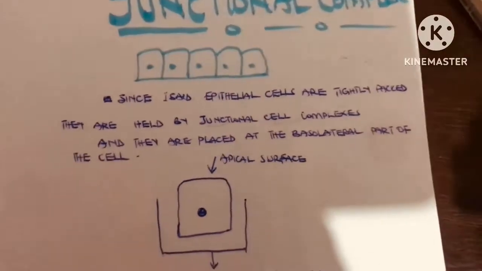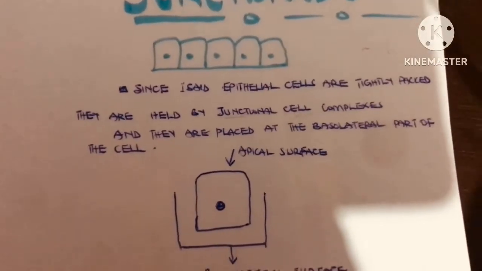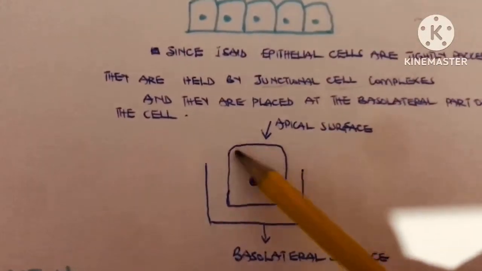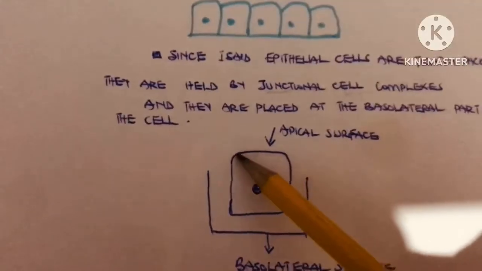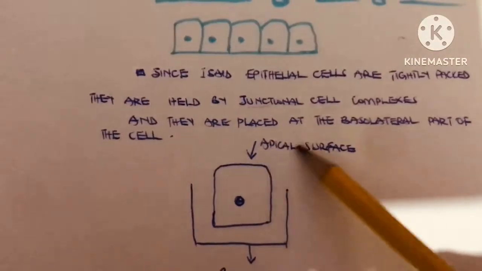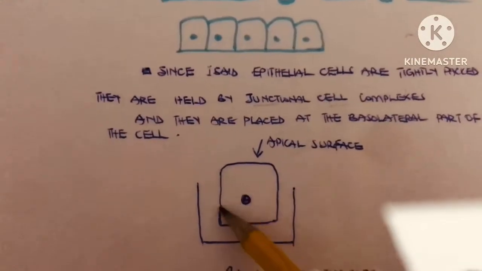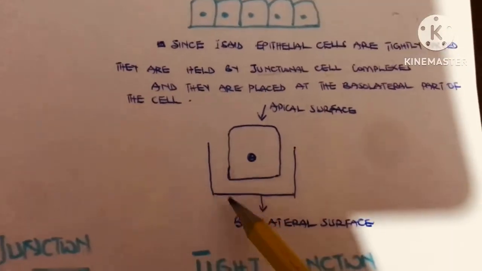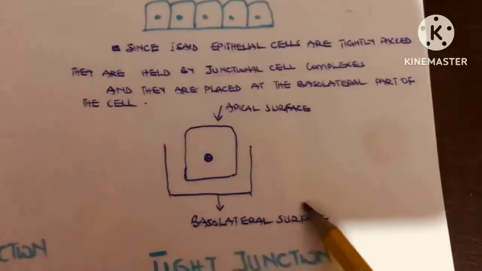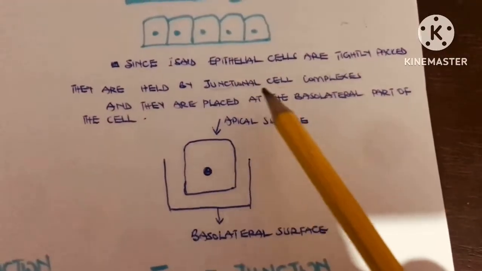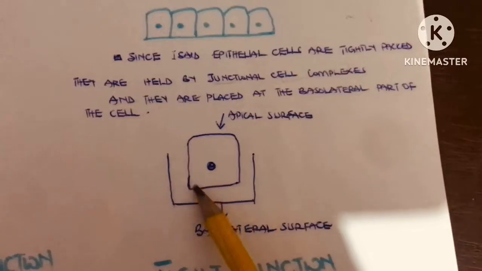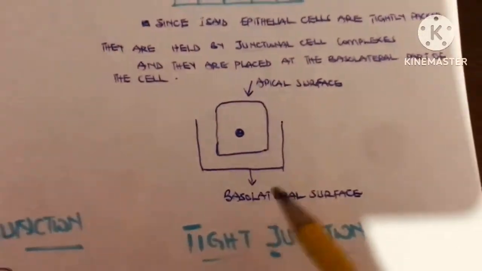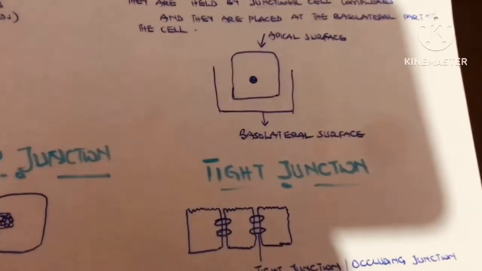One thing about these junctional cell complexes is that they are placed at the basolateral part of the cell. Let's say that this is our cell, this surface is called the apical surface. And from here, passing this part is referred to as the basolateral surface. So these junctional cell complexes are placed at this basolateral surface.